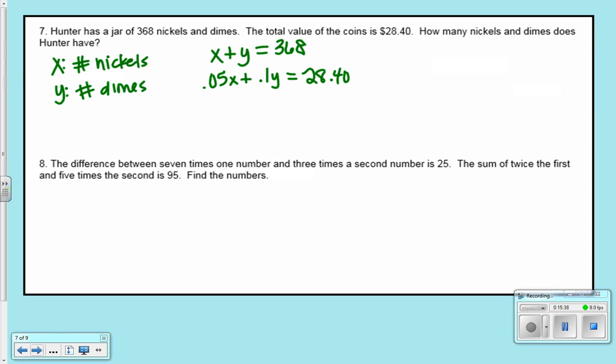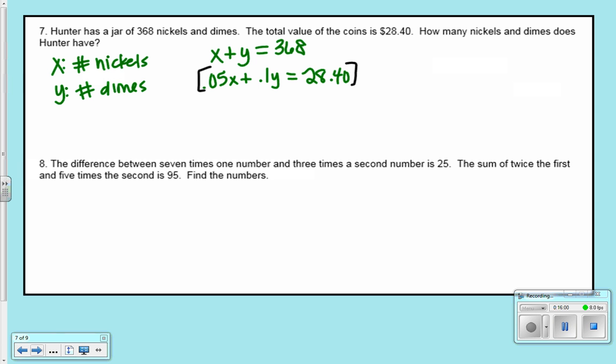And all it's going to take for these to eliminate is to multiply something by something, right? I can either take that top equation and try to match it to the decimals on the bottom, or I can make those decimals on the bottom match the whole numbers on the top. And I'm actually going to do it that way, but really it doesn't matter. So I'm going to take this bottom equation, and I'm going to work on my y's.